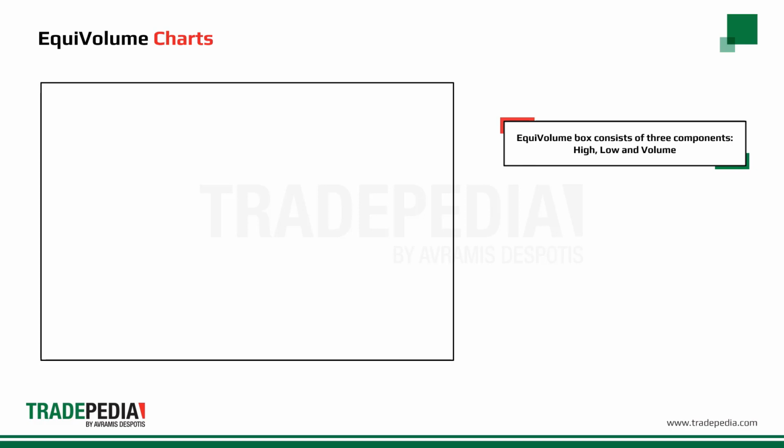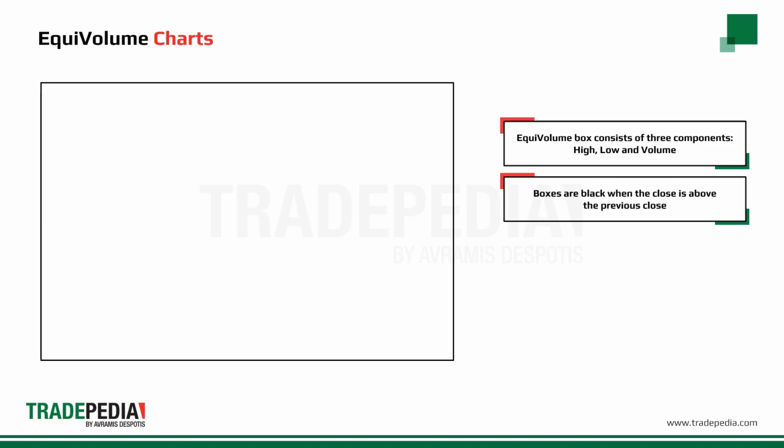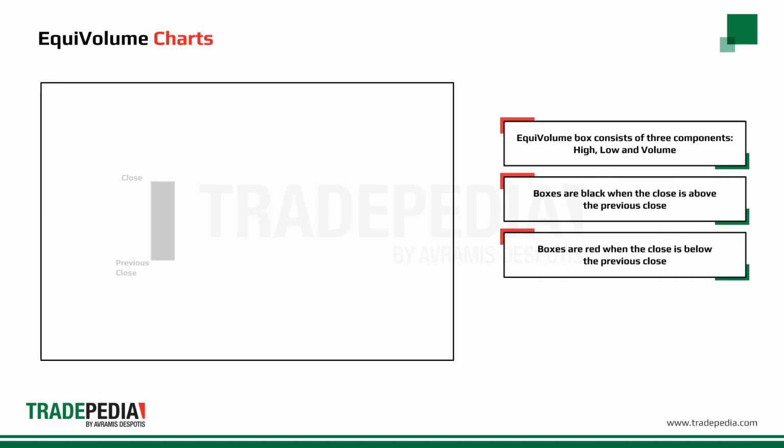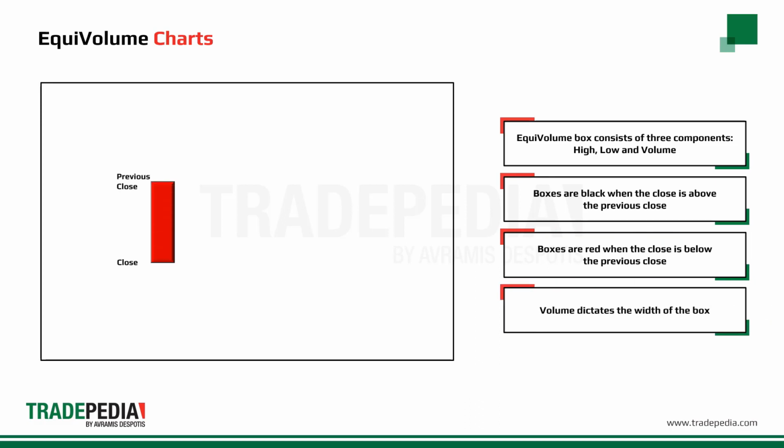An EquiVolume box consists of 3 components: the price high, which is the higher boundary, the price low, which is the lower boundary, and volume. Boxes are black when the close is above the previous close, and red when the close is below the previous close. Volume dictates the width of the box. While thin boxes show low volume, wider boxes show a relatively higher volume.